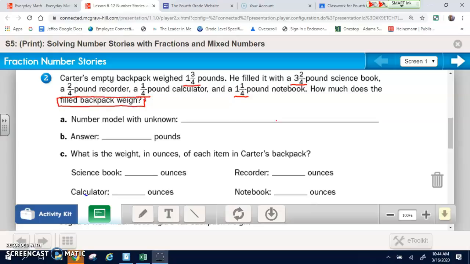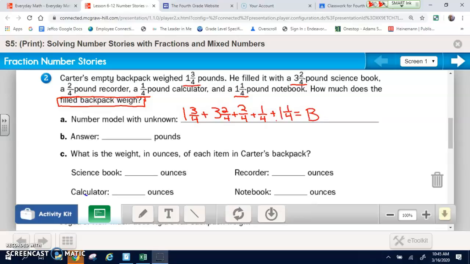One of the things I noticed as I was underlining my important information is that we have common denominators. So that makes it much easier to add, as we know we have to have common denominators to do this. So I'm going to start with his empty backpack weighing 1 3/4 pounds. Since we want to determine the entire weight with all of the items, we're going to add these together. So I'm going to add to it the 3 2/4 pound science book, the 2/4 pound recorder, the 1/4 pound calculator, and the 1 1/4 pound notebook. I'm going to use the letter B for the total weight of the backpack now.